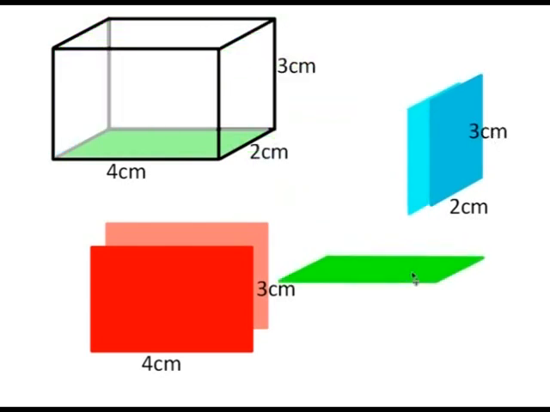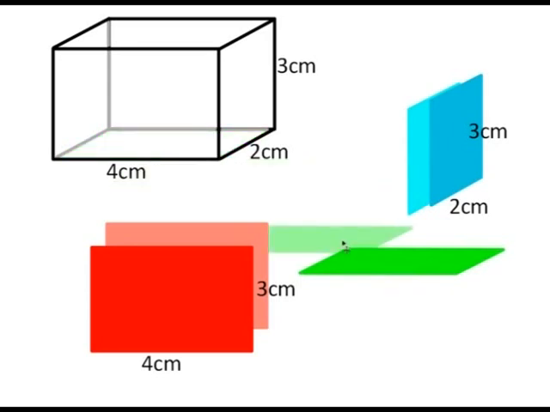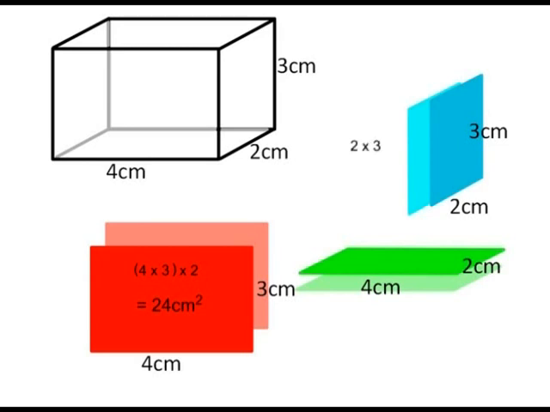Then the top rectangle and the bottom one, and they measure 2 by 4 centimeters. So now we calculate the area of all these faces and add them up. All are rectangles, and so area is length times width. So this is 3 times 4, that gives us 12, and there are 2 of them, that makes it 24 square centimeters. Then these blue ones, 2 times 3 is equal to 6, 2 of them makes it 12 square centimeters.